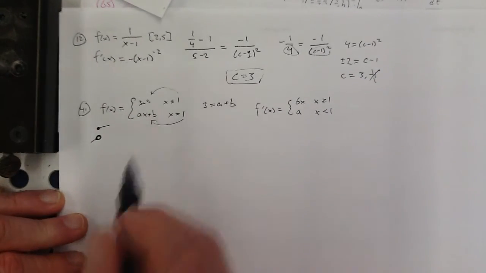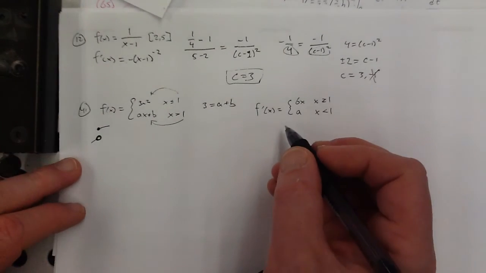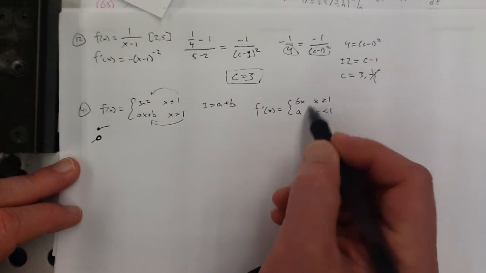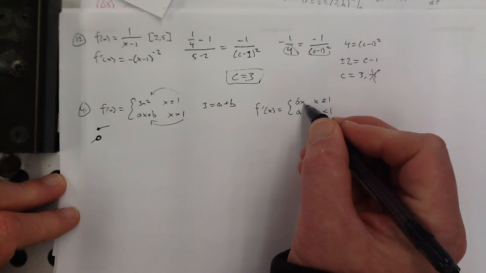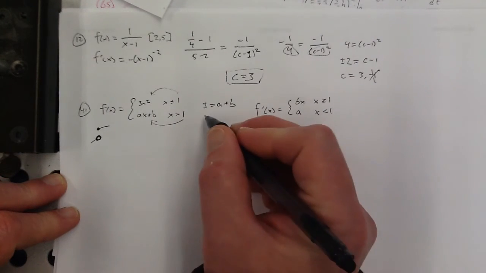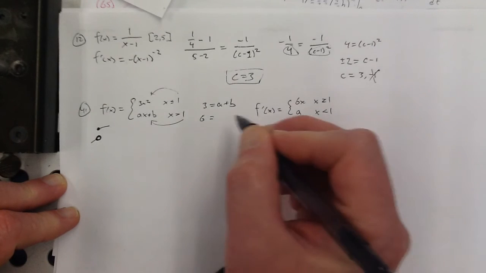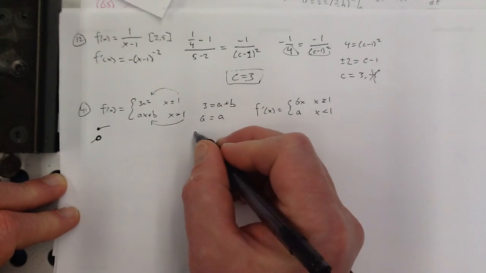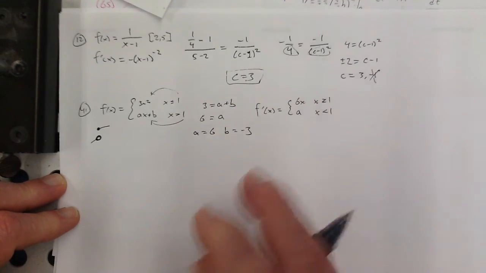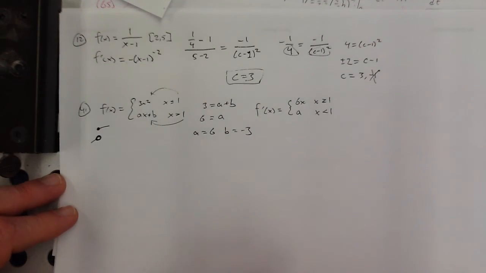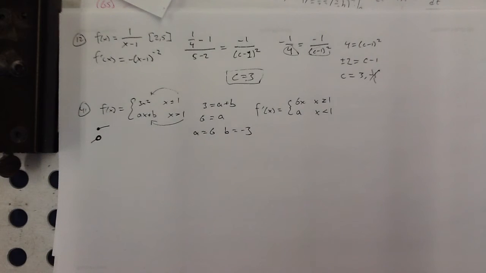So I'm just sticking with what they did there. There's no guarantee that that's going to be true, right, if we don't get to tweak those numbers. So when I plug 1 in here, I get 6 is equal to a. So a must be 6, and then b must be negative 3. And that's the end of that game. And then 42.